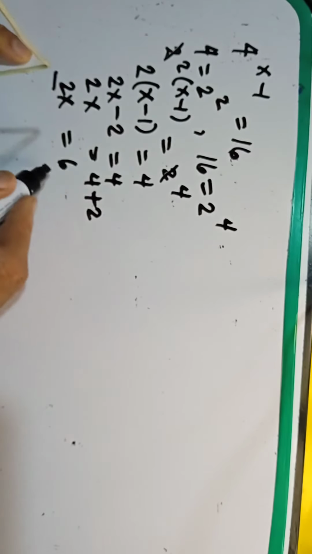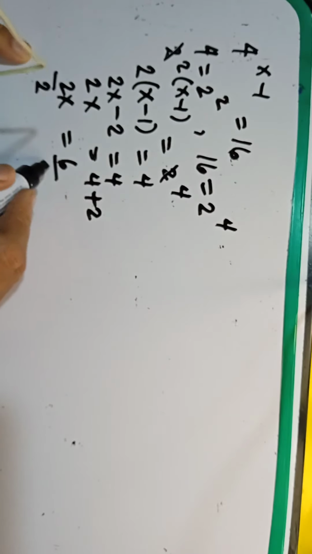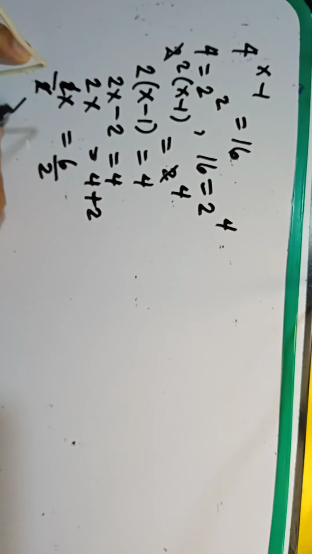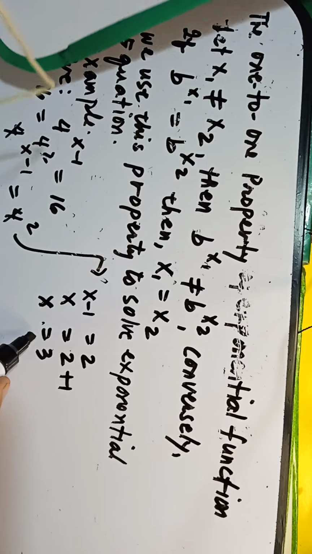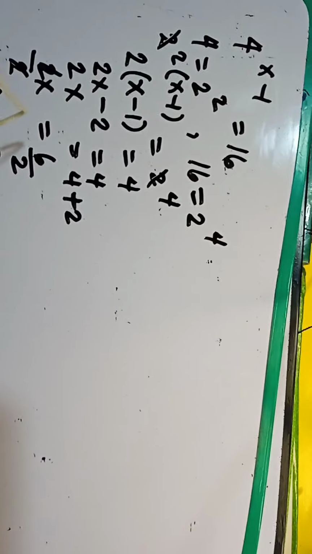Then, 2 is the numerical coefficient of x. So, we will cancel 2 and divide 6 by 2. So, 2 is cancelled. x is equal to 3. So, just the same as the answer here. x equals 3 and x is equal to 3 here. Okay?